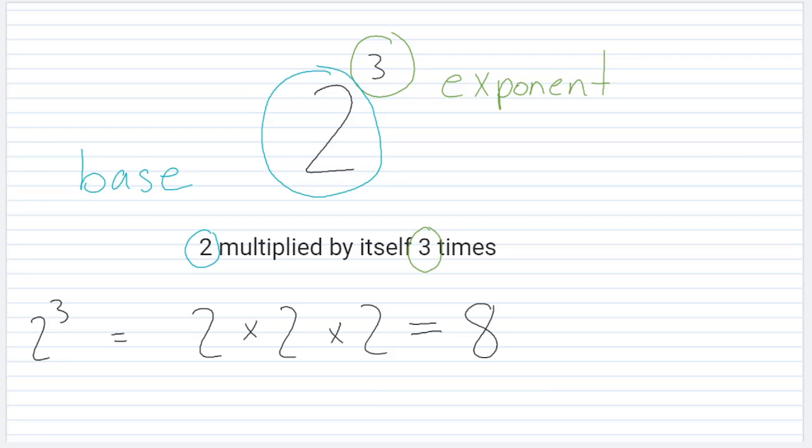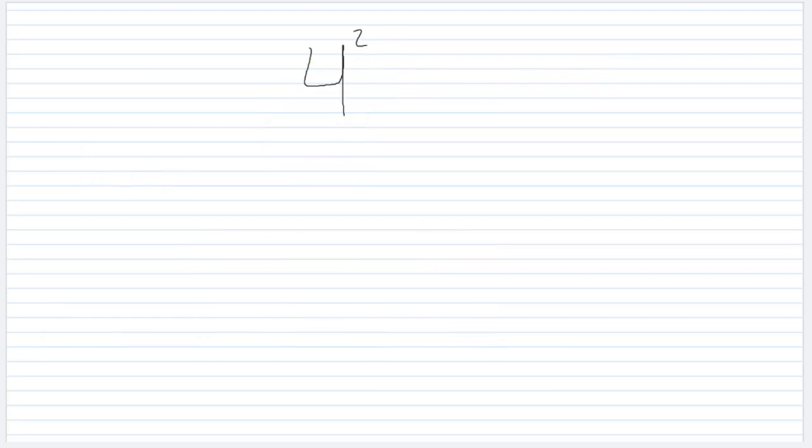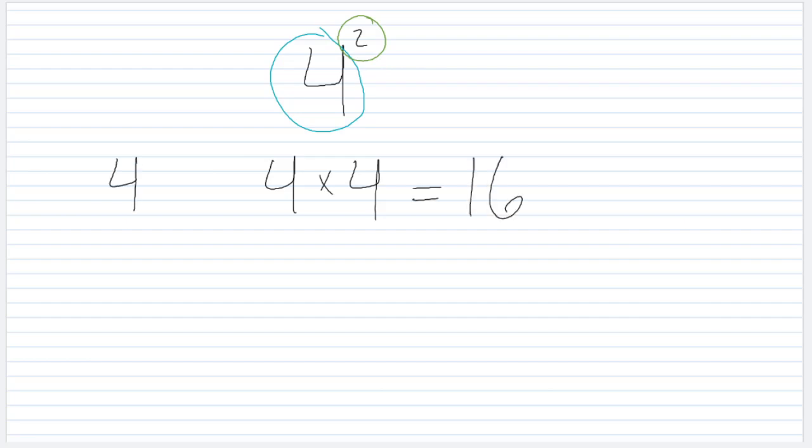All right, let's take a look at another example. We have 4 with an exponent of 2. Once again, 4 is our base, and 2 is our exponent. So we just use our English sentence: 4 multiplied by itself 2 times. Let's write that out. 4 times another 4, which gives us 16. So 4 with an exponent of 2 is 4 times itself 2 times, which equals 16.